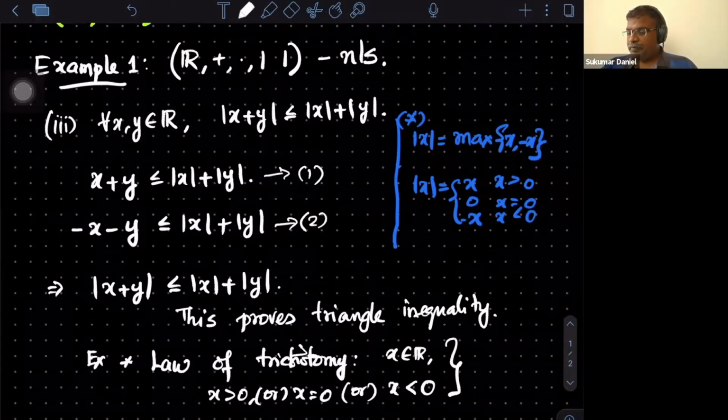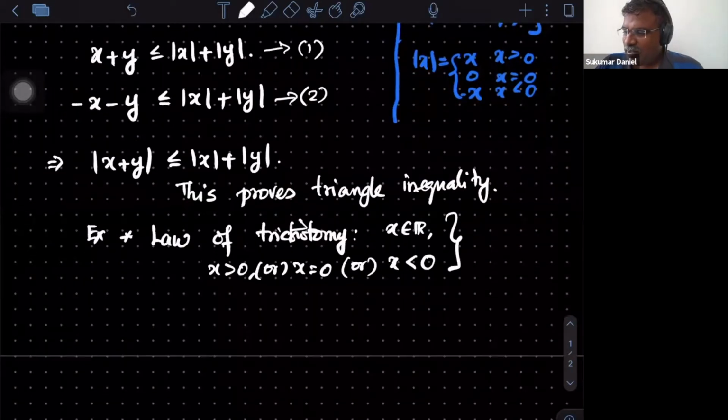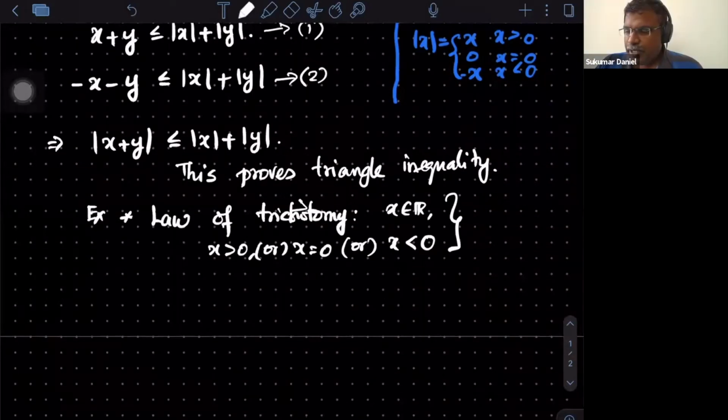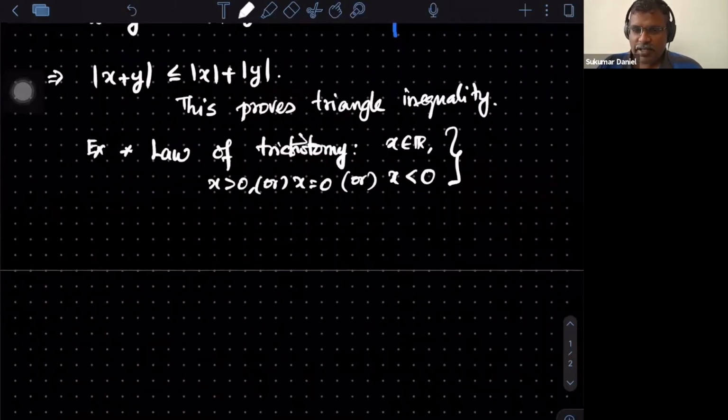So this is called the law of trichotomy, and these are mutually exclusive. That means only one of them can happen. Either it will be positive, strictly bigger than 0, or equal to 0, or strictly less than 0. We have been assuming this. In fact, it is assumed. It's not derived from something else.